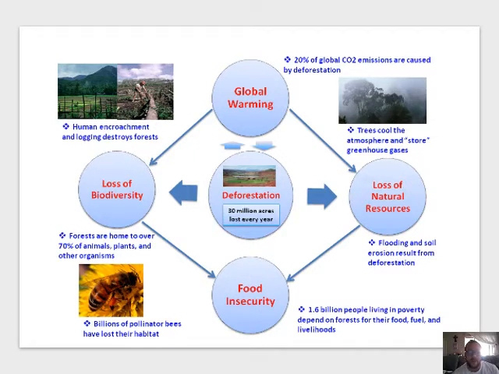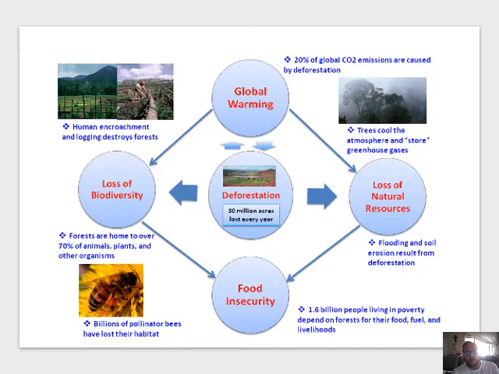So if we cut down more trees as well, we're going to have loss of natural resources. We're also going to have loss of biodiversity. Okay, so we're not going to have natural resources to do our basic things like the paper that you're about to write this on. We're also going to have a loss of biodiversity because those trees are homes to many plants, animals, and insects, and with that, things are just going to collapse, especially bees.